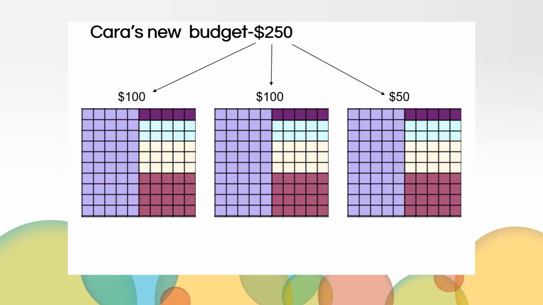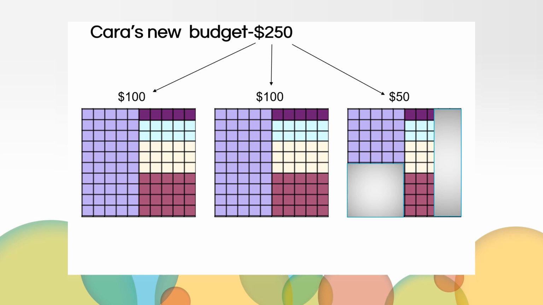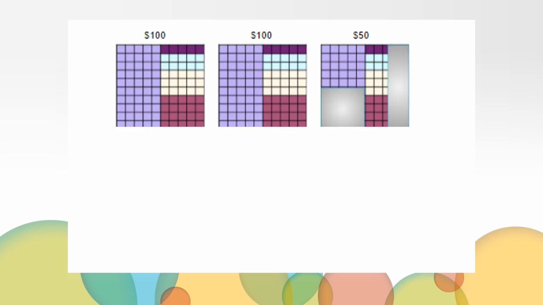Now that we've represented each category of Kara's $250 budget, let's figure out how much money she spent on each part of her budget. Since we broke Kara's budget into 3 parts, let's look at the first part, or the first $100 of her budget. We know from before that she spent $50 on rent, $20 on food, $15 on clothing, $10 on entertainment, and an additional $5 on other things.